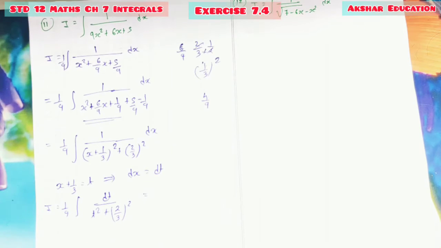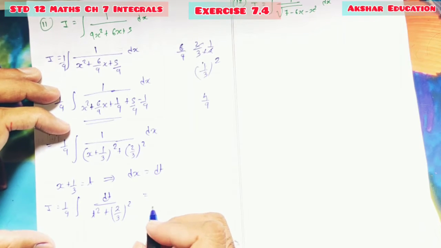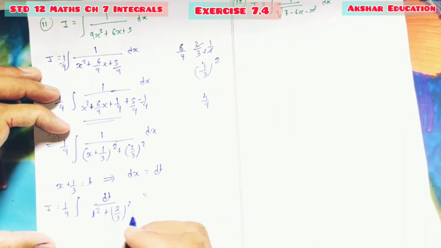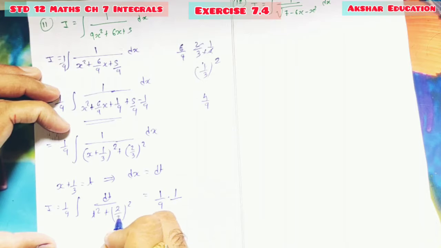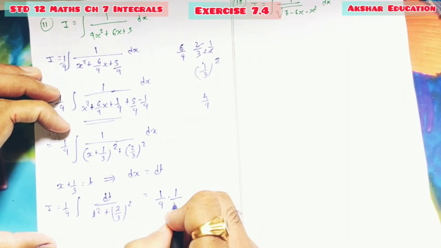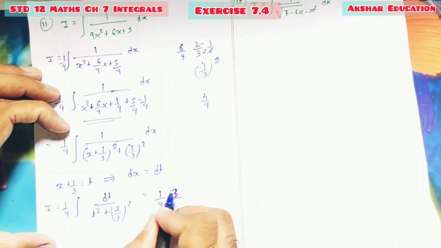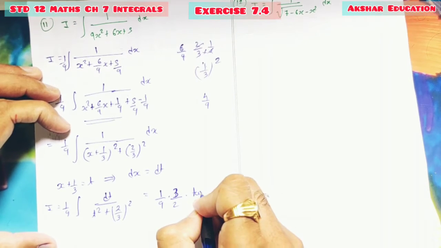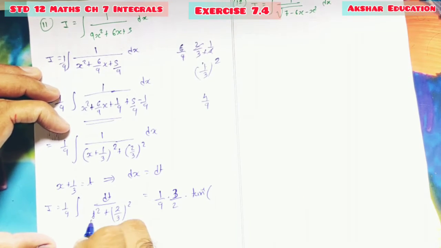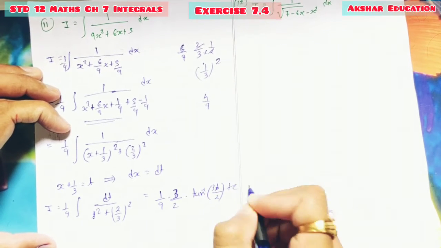So what is the integration of this? This is the x square plus a square formula, so 1 upon a tan inverse x by a. 1 upon 9 is constant, which was there from before. 1 upon a, this is our a, so it will be 2 upon 3, so the denominator will go into the numerator. 1 upon a tan inverse x by a, x is t and a is 2 by 3, so it's 3t plus c.